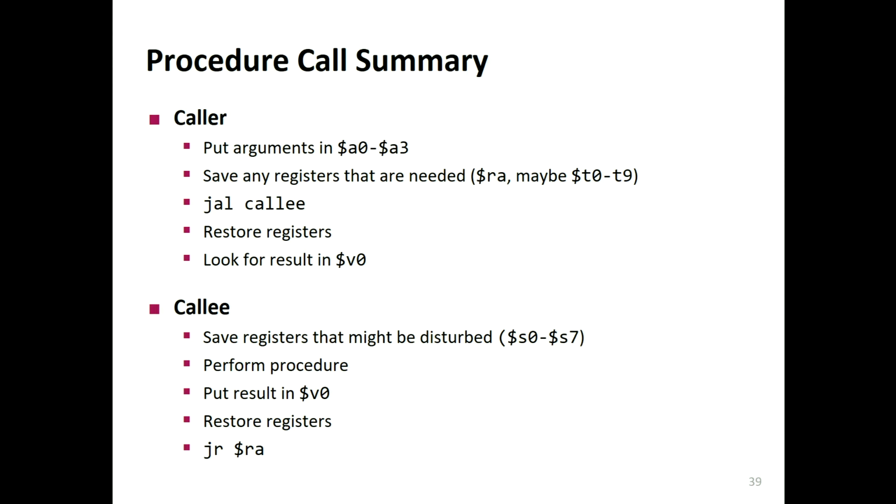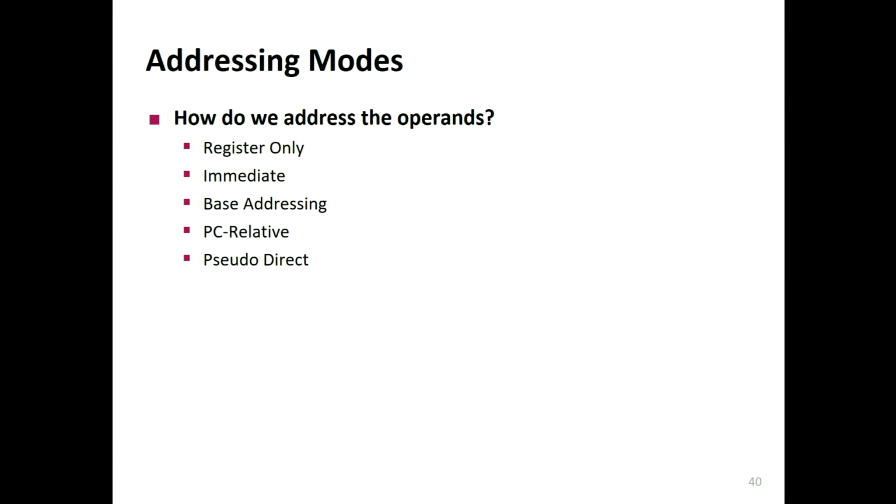The callee would save the registers that might be disturbed when it's being called, the original registers, S0 through S7, and perform the procedure that it is defined to do, put the results in V0 or V1, restore the registers, which are S0 through S7. Remember, you don't have to restore T0 through T9 because the calling function is in charge of that. And then it jumps, return, okay? Any questions here? All right, so these should be pretty clear.